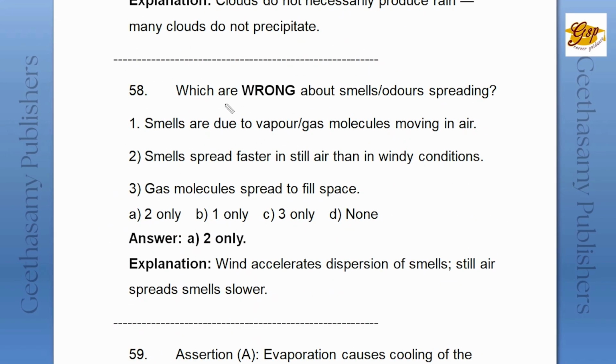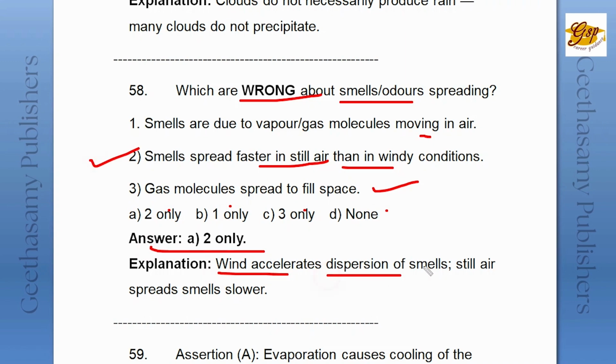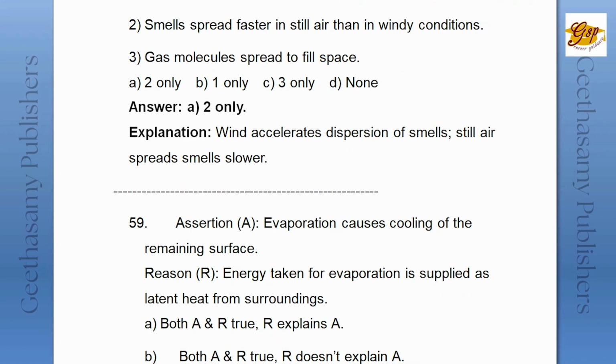Okay, the 58th. Again, what is wrong about smells and odors. 1. Smells are due to vapors and molecules moving in air. 2. Smell spreads faster in still air than in windy conditions. 3. Gas molecules spread to fill space. The choices are 2 only, 1 only, 3 only, none. The correct answer is 2 only, it is the wrong statement. Wind accelerates the dispersion of smells, and still air spreads smells slower.